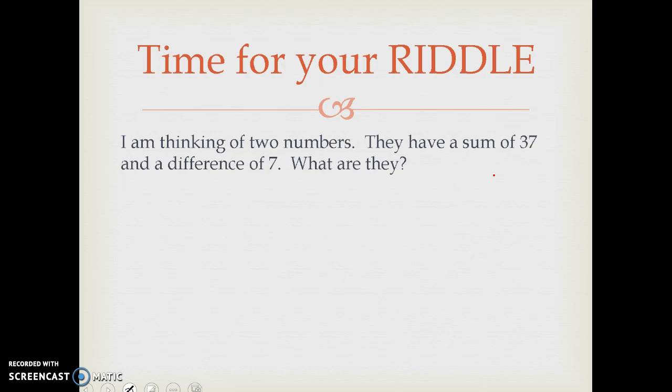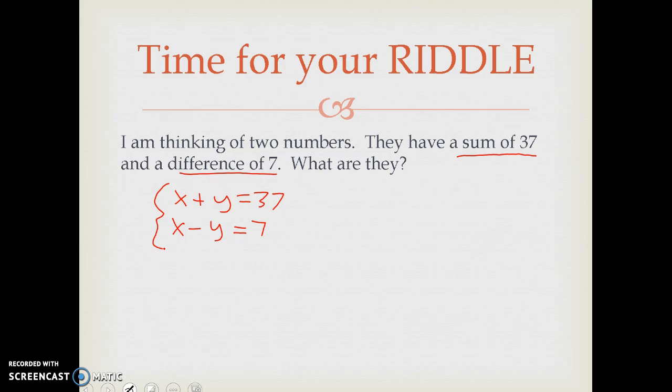And so we're going to start by writing an equation. If the two numbers have a sum of 37, then let's say that one number is x and the other number is y. If their sum is 37, that means when you add them together, you have to get 37. But then it also says their difference is 7. So if we assume that x is the bigger one and we subtract y, which would be the smaller one, that means their difference has to be 7. And so we have a system of equations that look like this.